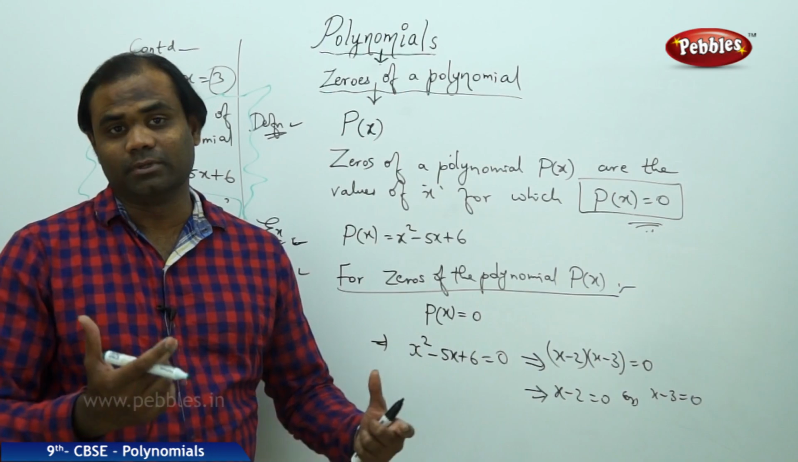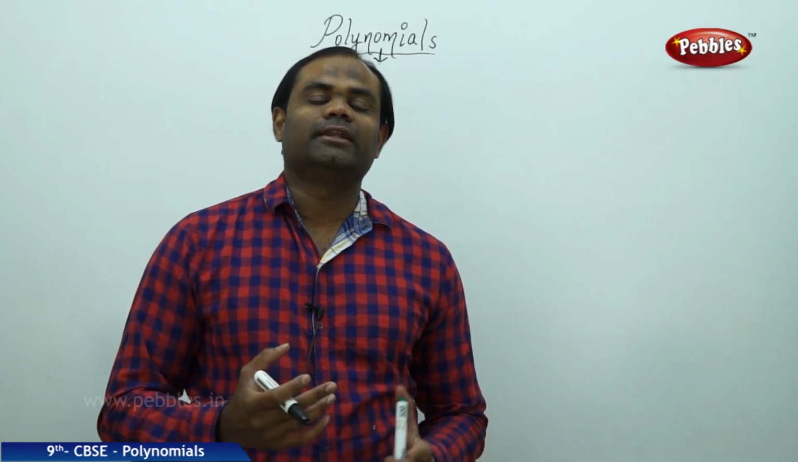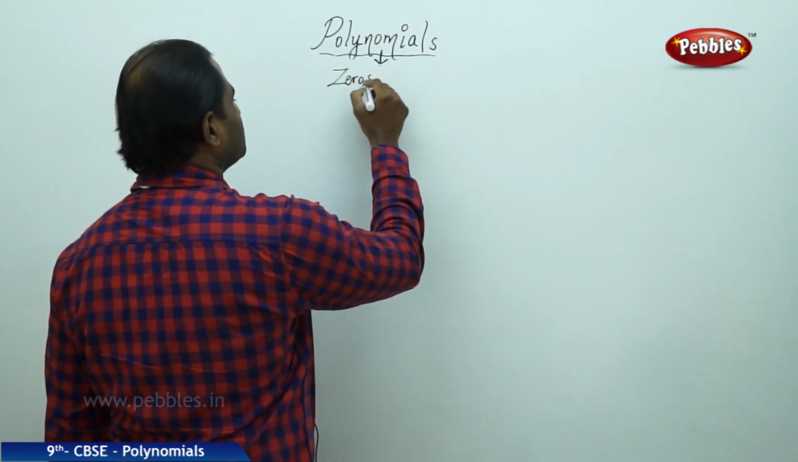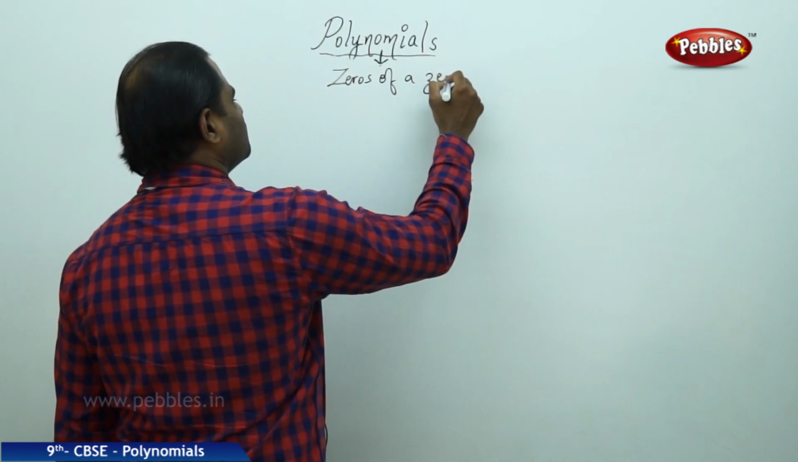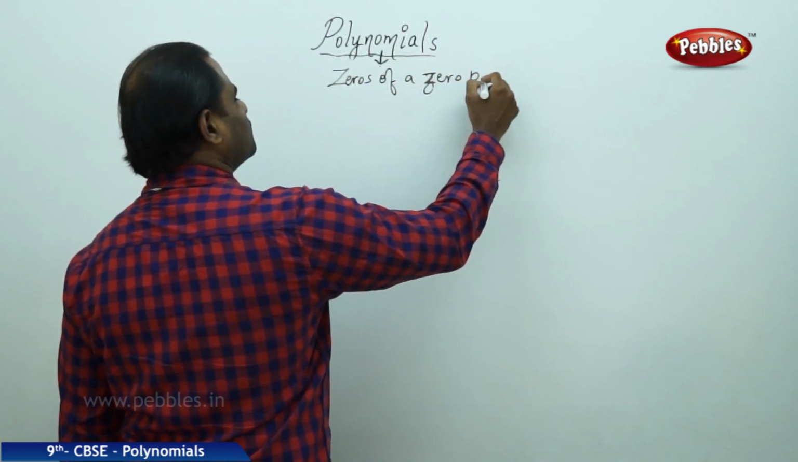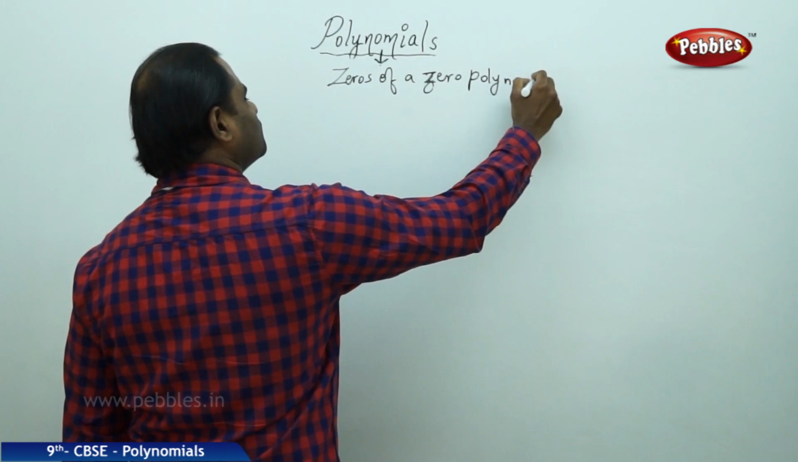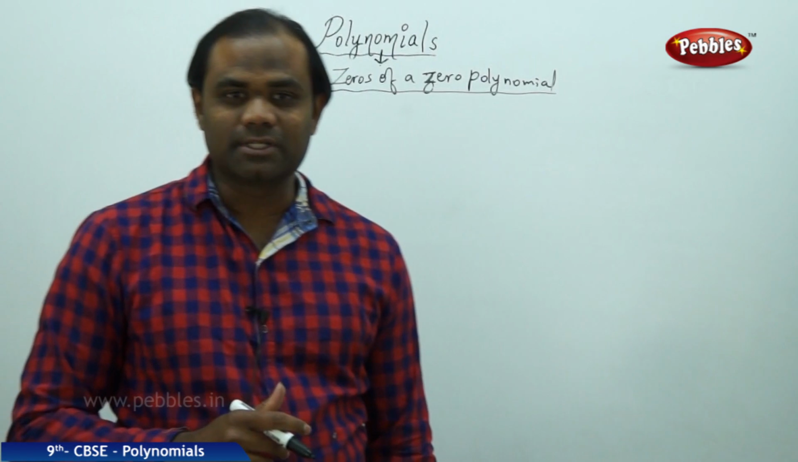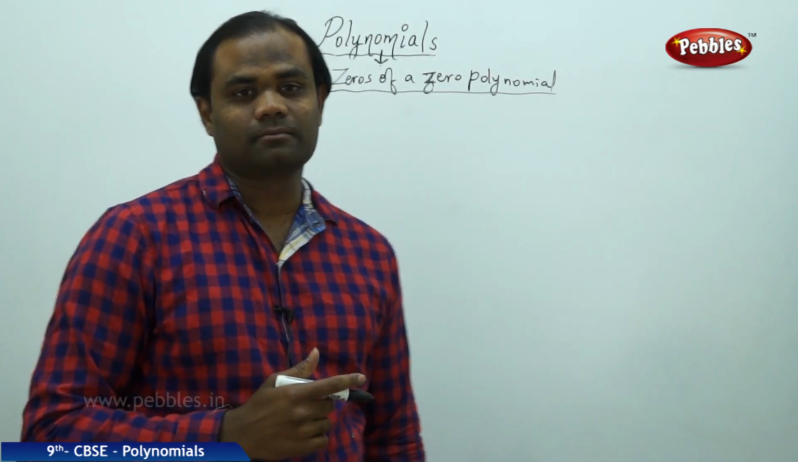It's simple. Now let's take an exceptional problem where I need to find the zeros of a constant polynomial. The zeros of a zero polynomial is what we're going to discuss in today's session. Zeros of a zero polynomial is the exceptional case which we're going to discuss.